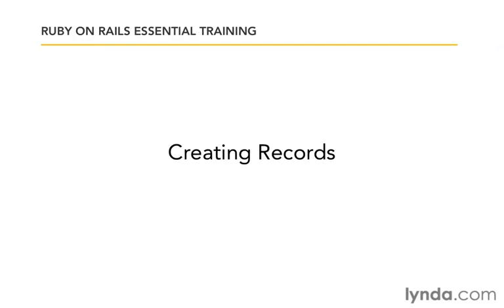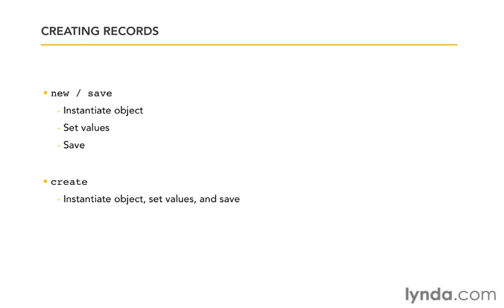In this movie, we'll learn how to access our models through the Rails console in order to create new records in the database. I want to show you two different techniques to do it. The first I refer to as new/save, and the second is create.